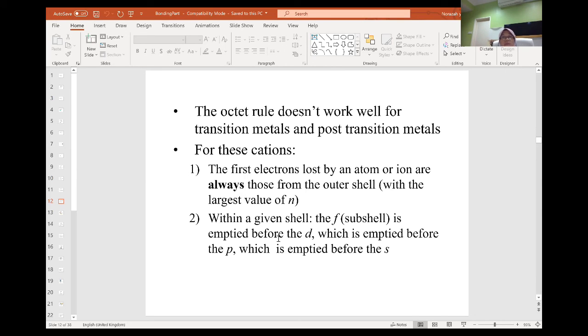This is due to the first electron lost by an atom or ion are always from outer shell. Within the given shell, the F shell is emptied before the D, which is emptied before the P, which is emptied before the S. So due to this factor, transition metal does not work well with the octet rule.